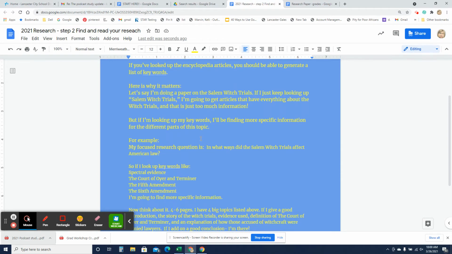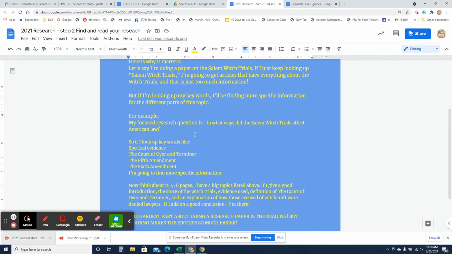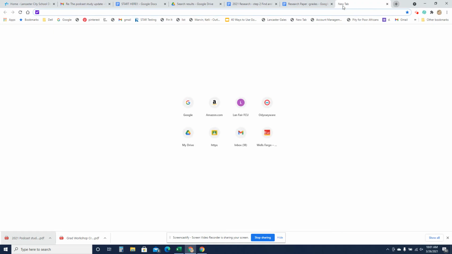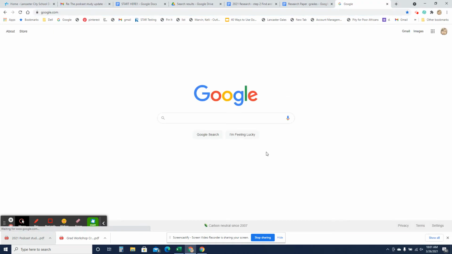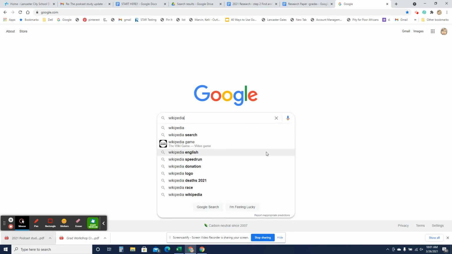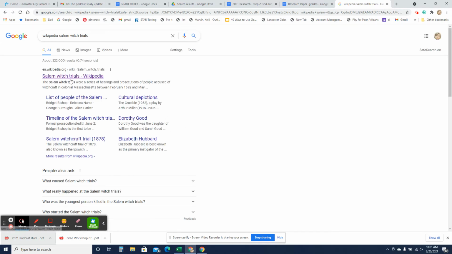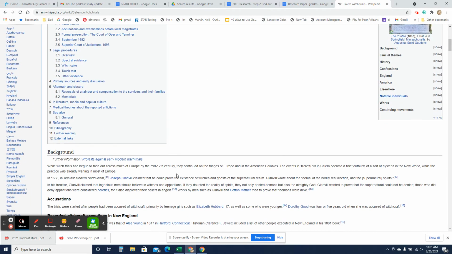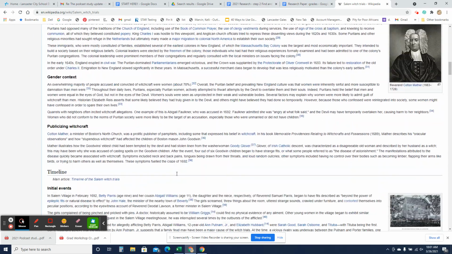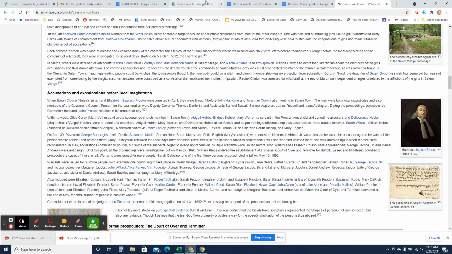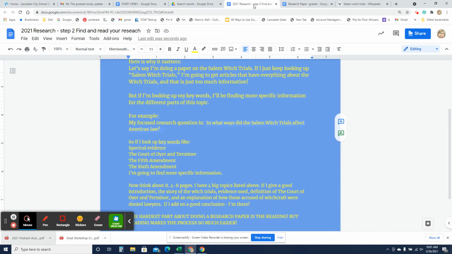So what I'm going to do is make my list of terms. So in what ways did the Salem witch trials affect American law? I'm going to look up things like spectral evidence. And we remember that from The Crucible. And we know that they used spectral evidence to find people guilty. Well, spectral evidence is the evidence that nobody really sees. And that's the evidence that you can't fight against because it's not really there.